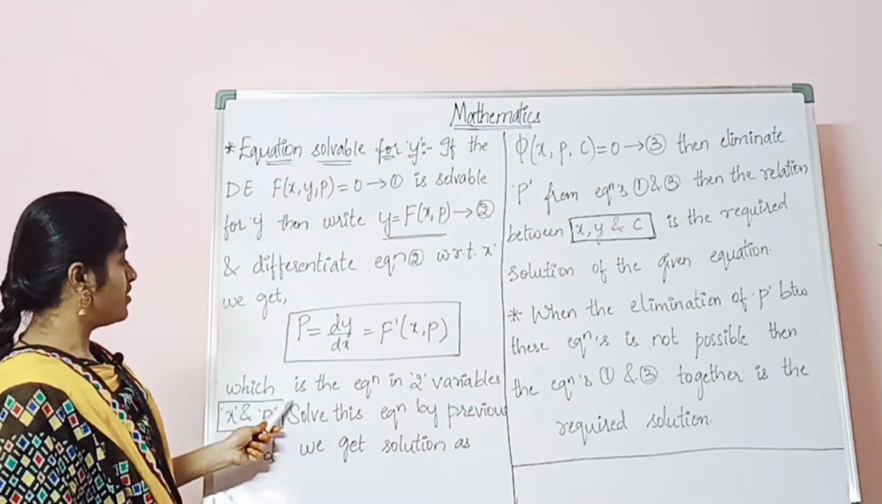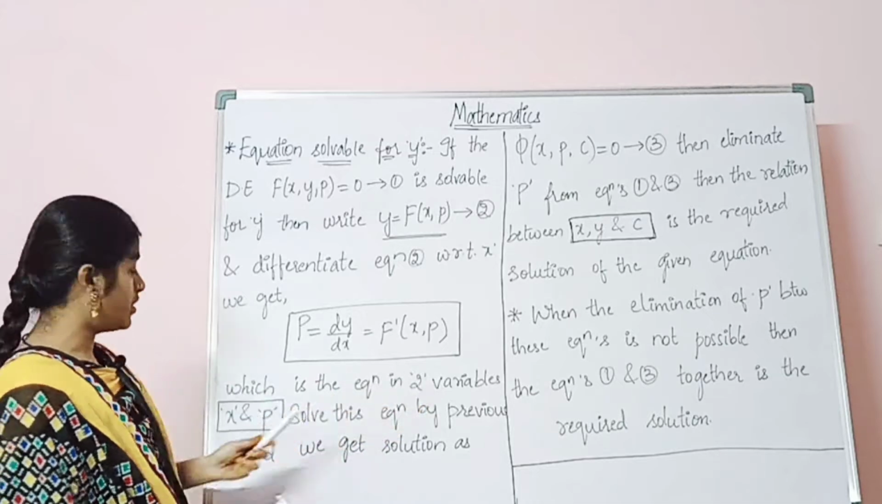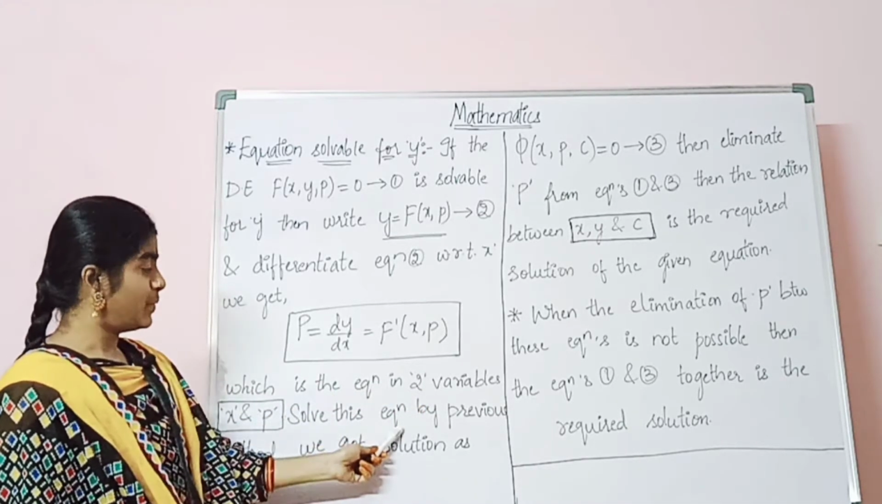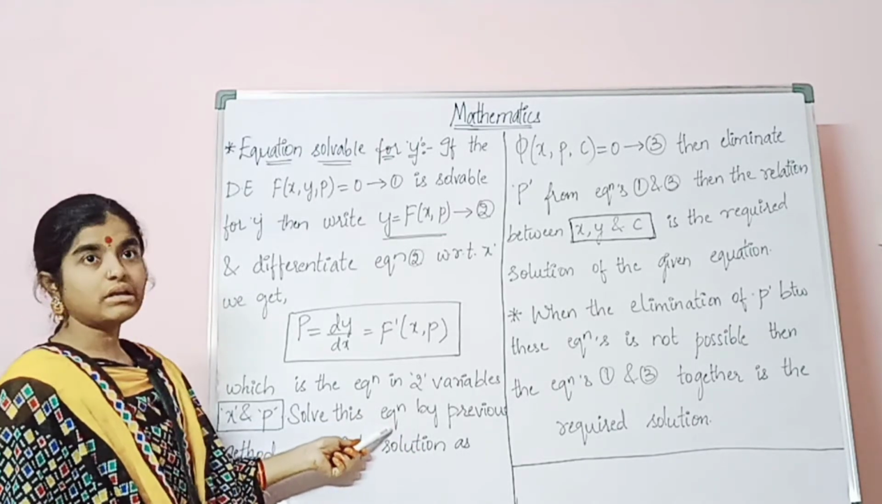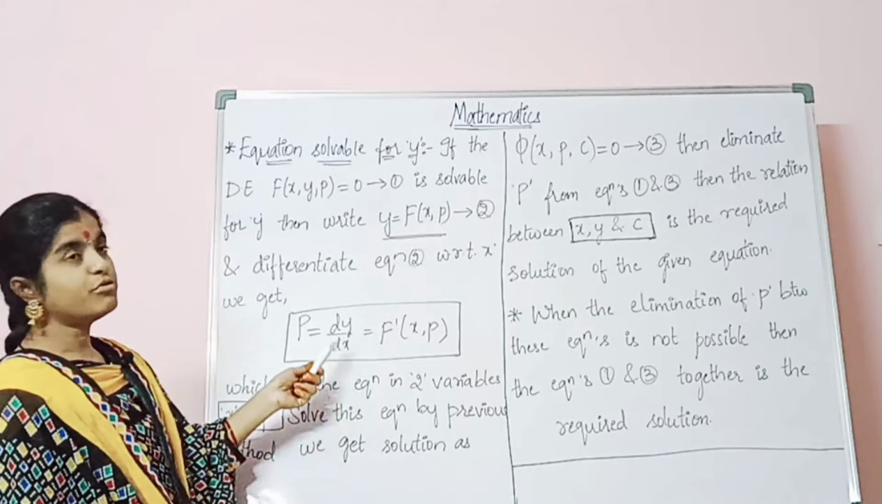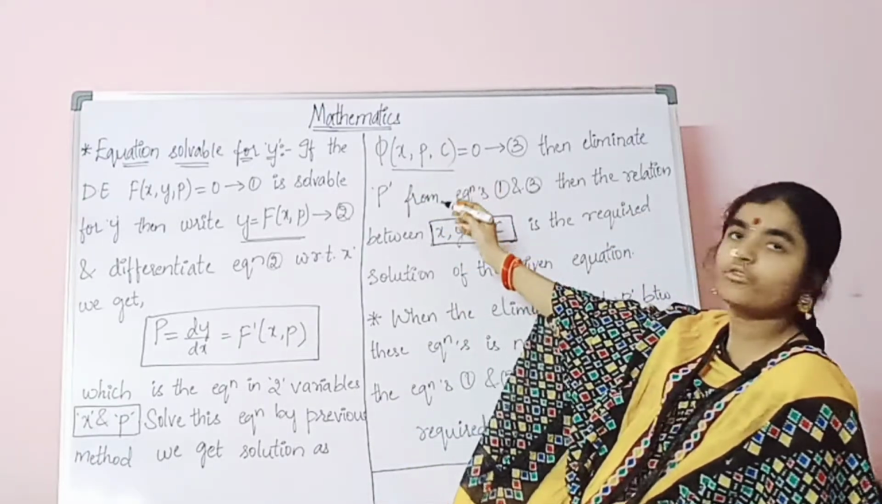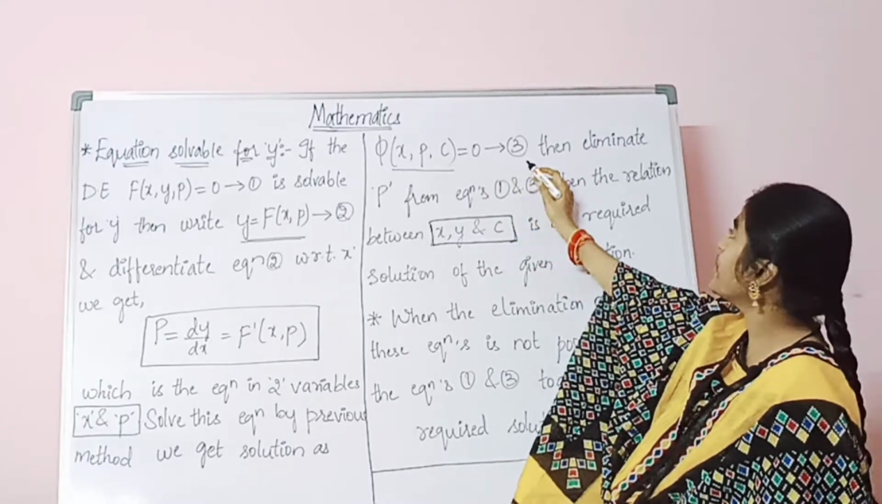Now, which is the equation in two variables? This is the equation in two variables. What are those two variables? x and p. Now solve this equation by the previous method, that is, equation solvable for p, and we get the solution as phi of x comma p comma c equals 0. This we are considering as equation 3.